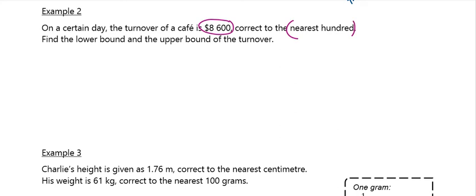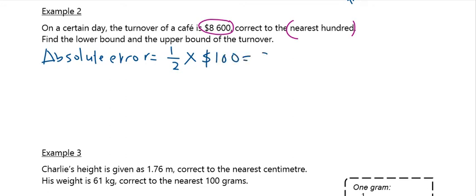So the question is to find the lower bound and the upper bound of the turnover. So what you have to do firstly is to find the absolute error for sure, right? So absolute error is basically half of the units of accuracy over here, which is nearest 100. So your absolute error will be $50, right, over here.